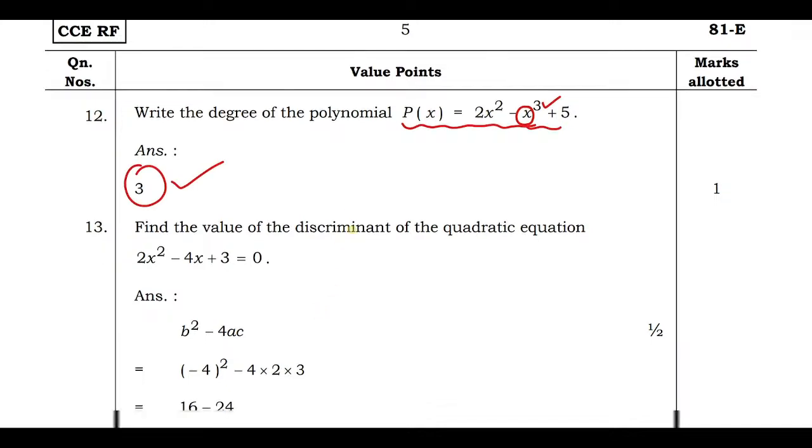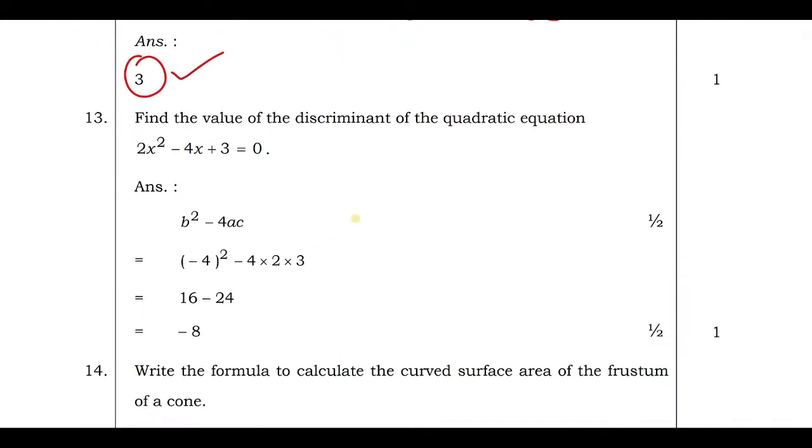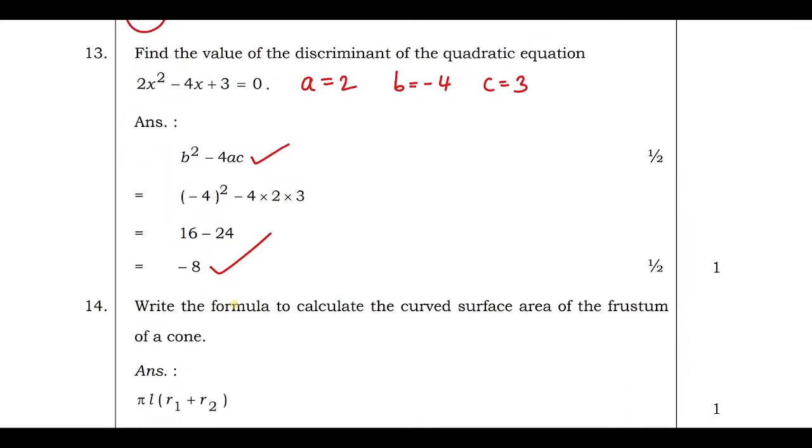Find the value of the discriminant of the quadratic equation 2x square minus 4x plus 3 equals 0. Here the value a equals 2, b equals minus 4, c equals what? 3. Now the discriminant is what? B square minus 4ac. Substitute: minus 4 square minus 4 into 2 into c value 3. We get discriminant equals what? Minus 8.